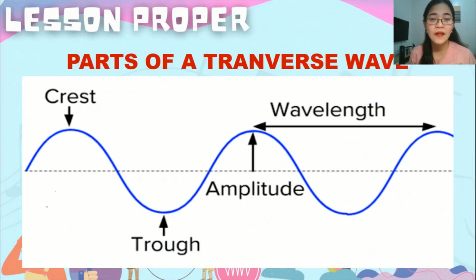And these are the basic parts of the transverse wave. The highest point is the crest, the lowest point is the trough. The part where it carries the energy is what we call amplitude, and the distance from crest to crest and trough to trough is what we call wavelength.